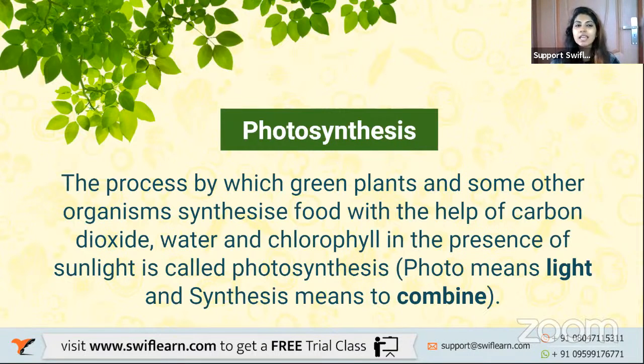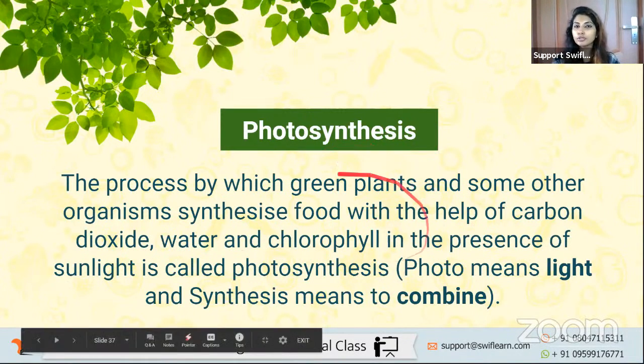I will repeat once again, the process by which green plants and some other organisms synthesize food with the help of carbon dioxide, water, chlorophyll in the presence of sunlight is called photosynthesis. So here, photosynthesis, you can even break the word to understand or remember it. That is, photo means light. Synthesis means to combine. What are the things we are combining in photosynthesis? Carbon dioxide, water, chlorophyll, okay, and also the sunlight. These things are combined for photosynthesis. Photo is light and synthesis means to combine. So this is exactly the definition of photosynthesis.